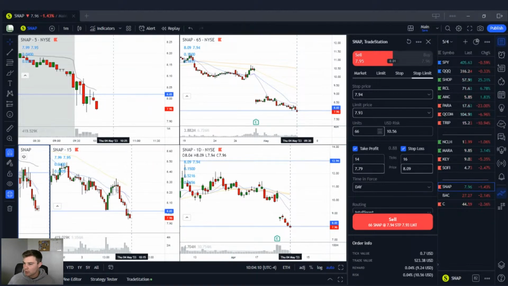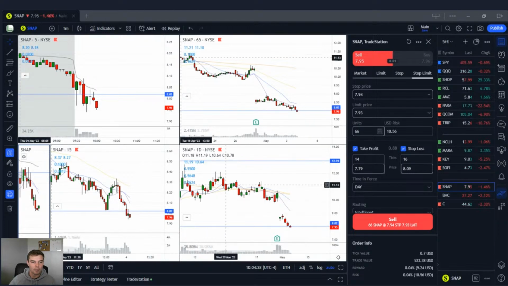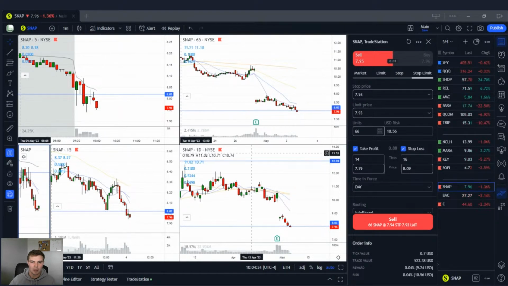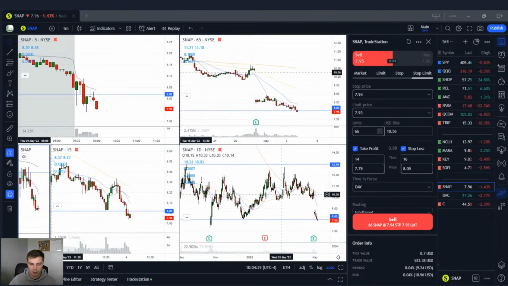BAC is looking good as well, guys. So I'm gonna watch BAC. Looking pretty weak at the moment. Markets try to move higher, kind of rolling over. AMC's pulling in here, so we can watch AMC for a little buy setup potentially. Snap is still my top idea at the moment. Still the top idea on Snapchat.